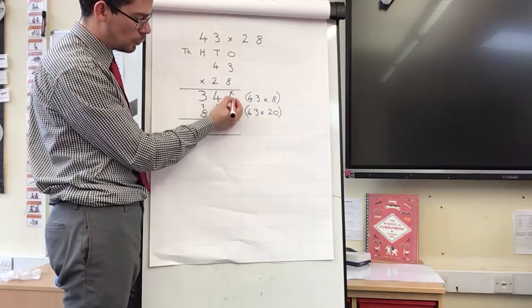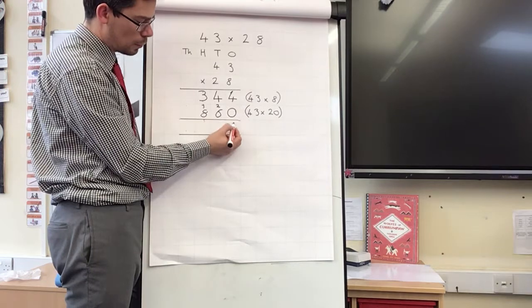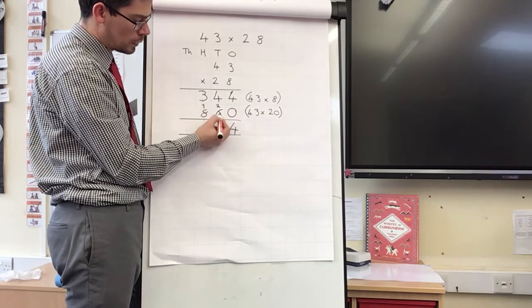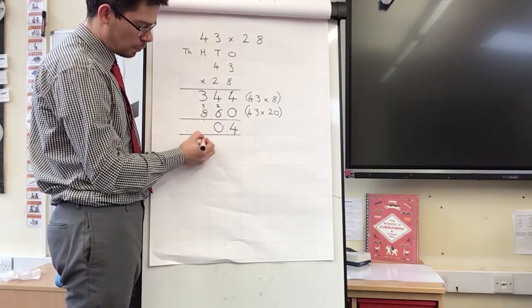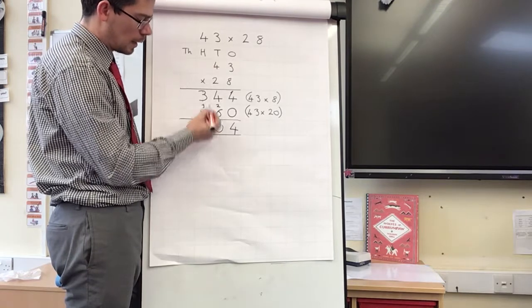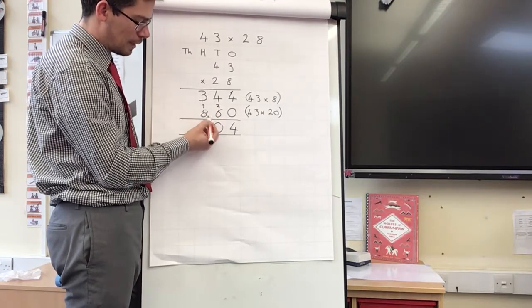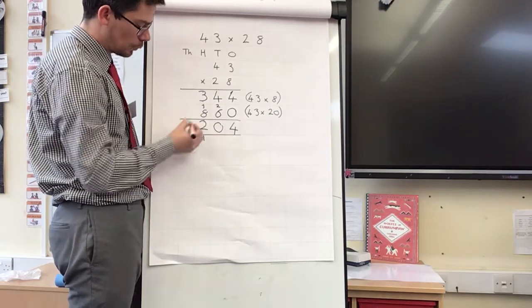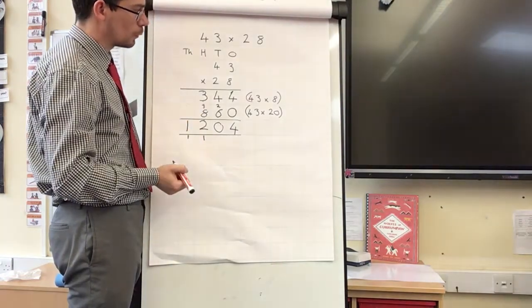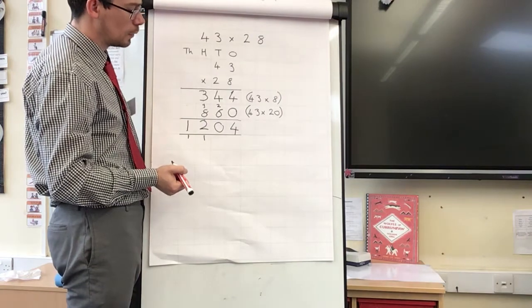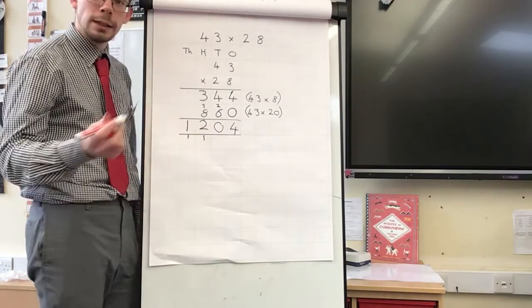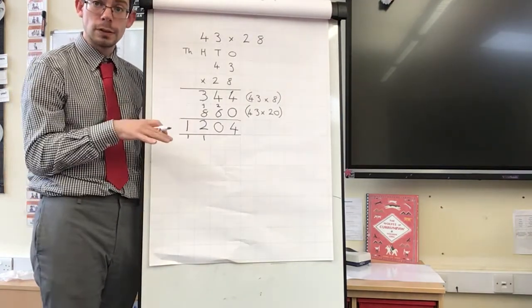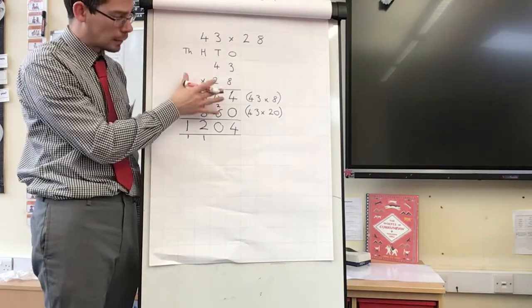Now I add up my 2 rows, 4 add 0 is 4, 6 add 4 is 10, 1 extra there, there's my 10, and then 3, add 8, 11, add 1 more, 12. Nothing else to add together, so 1,204.